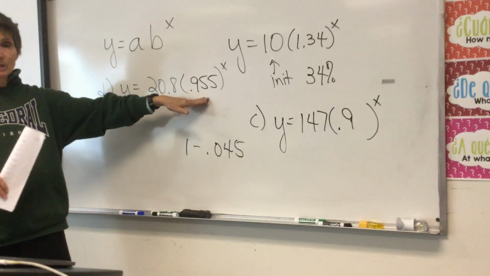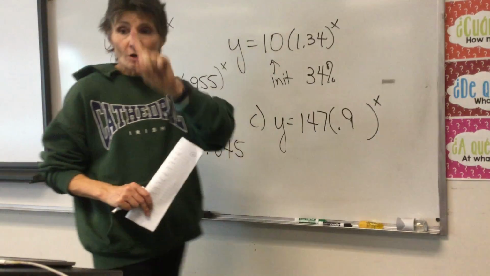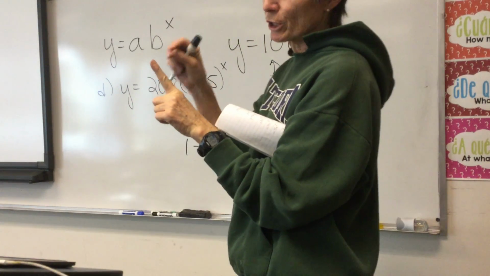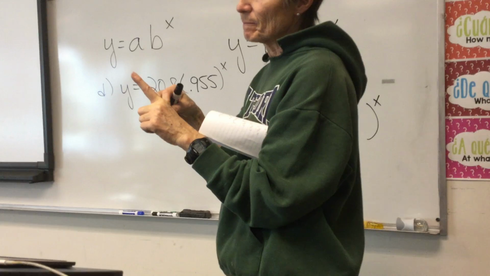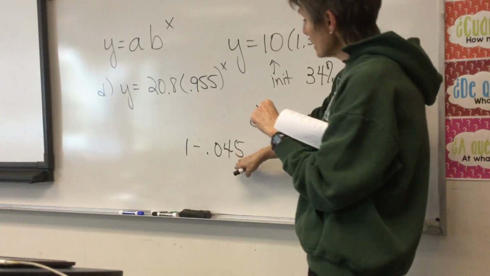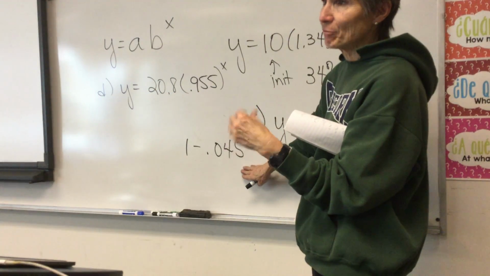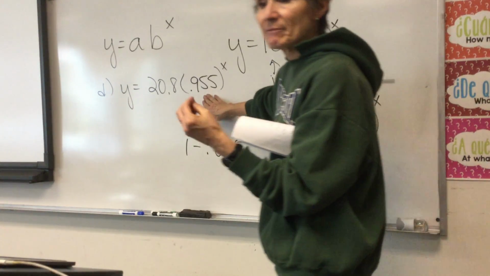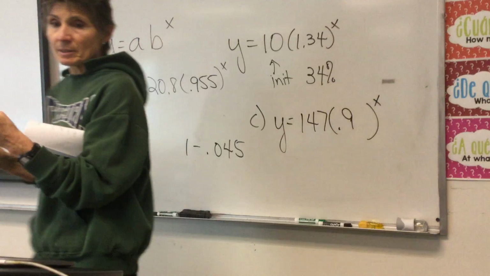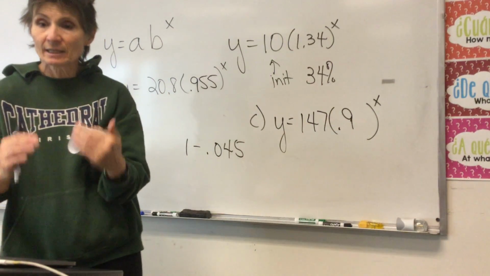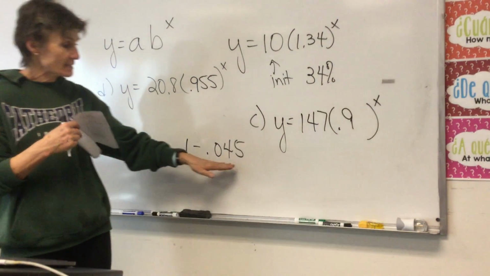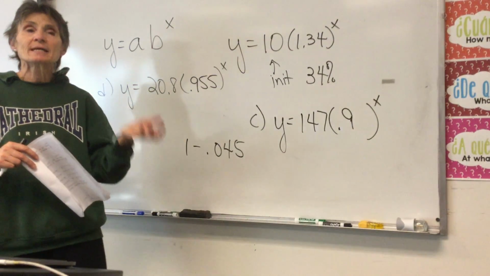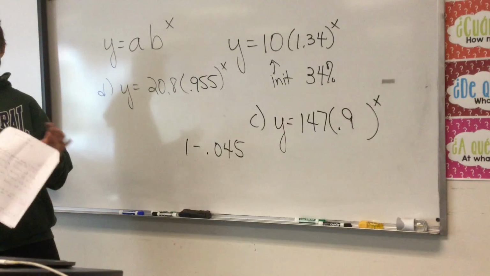This number that goes here starts at 1, and then it either goes up by whatever amount or it goes down by whatever amount. If we are decreasing 4.5%, then this number had to be 95.5% because it's 4.5% less than 1. This is the amount less than 1. The percentage that they give you is the amount less than 100.